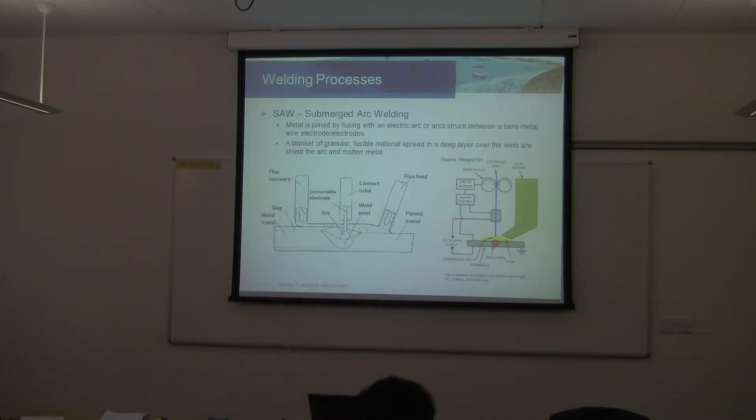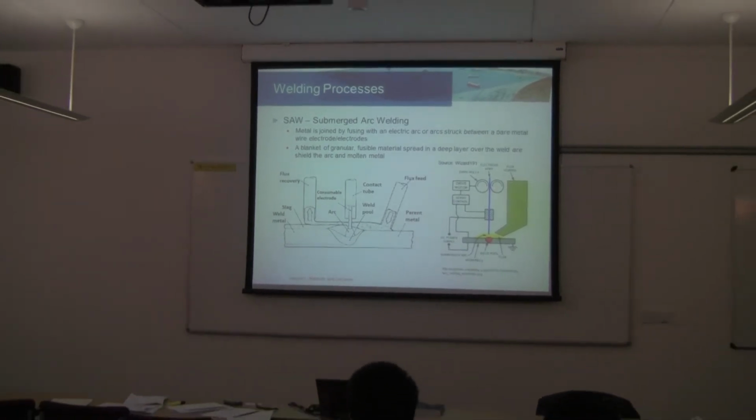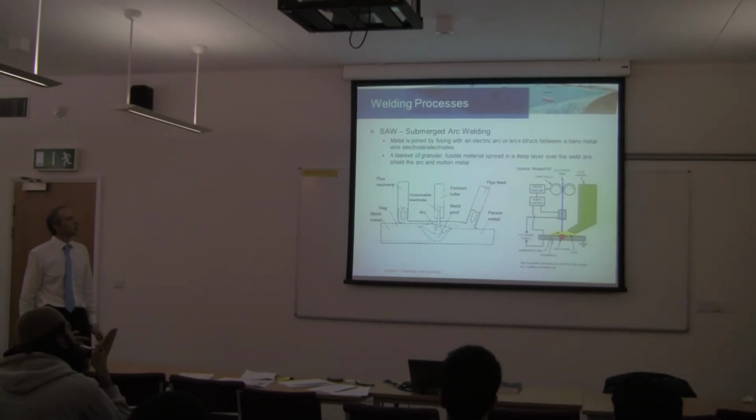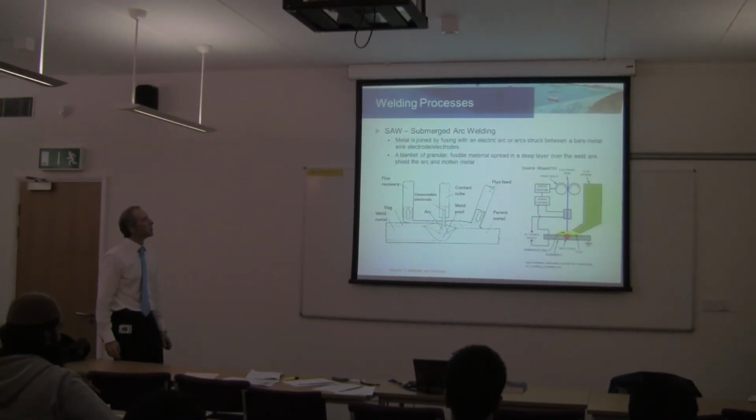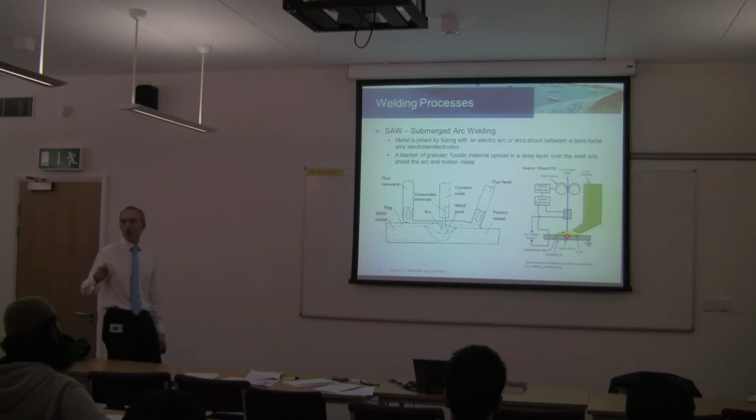Submerged arc welding is one of the methods, and as it says, metal is joined by fusing with an electric arc struck between bare metal and the electrode. That would be a weld that we have on the end of this stick.